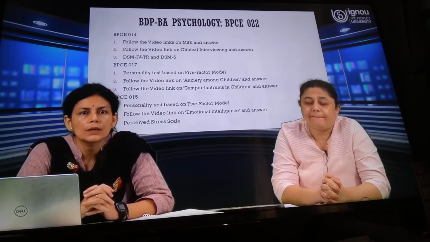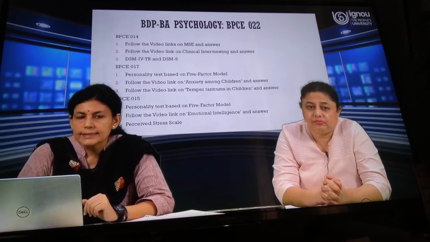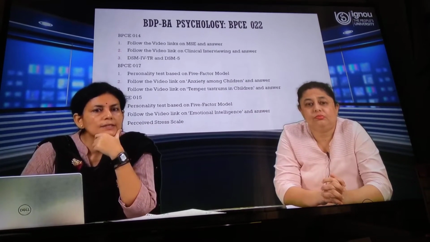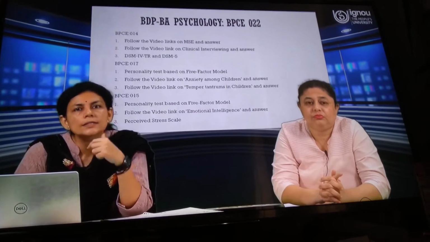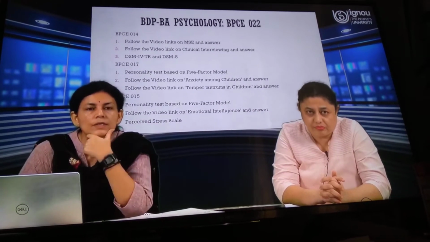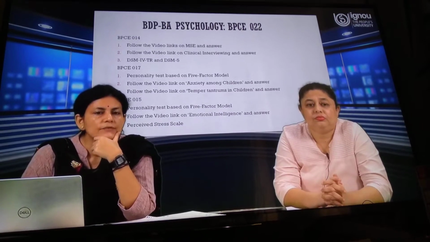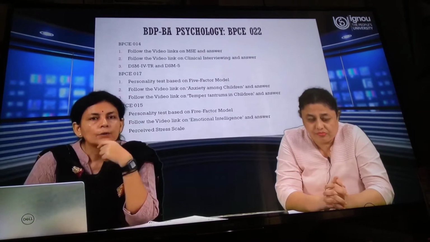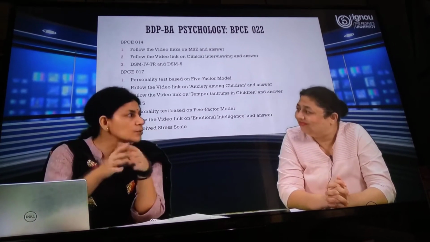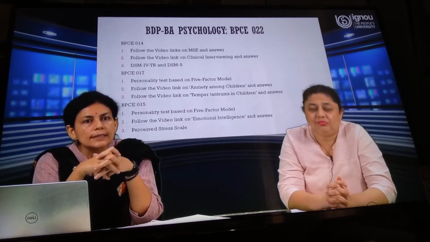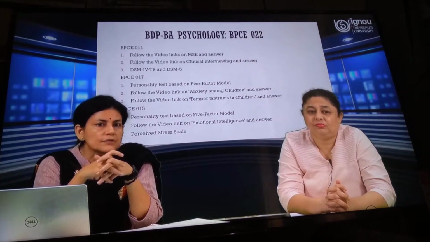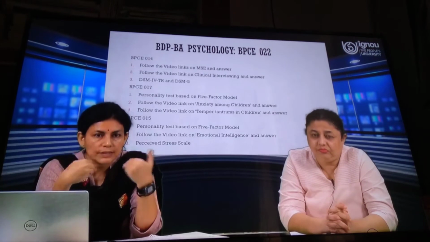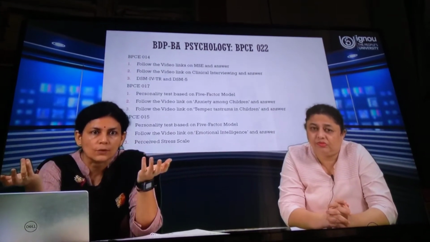Then when you come to BPC 15, that is industrial and organizational psychology, we have the same personality test based on the 5-factor model. You go onto the link, answer, and then write a report like what was suggested. Then there is a very interesting video link on emotional intelligence, because in your offline paper pencil test you had one test on emotional intelligence. That has been substituted with a video link, and you will have to answer. And then the last one is the perceived stress scale by Cohen, an online test that you can self-administer, go for the score and interpret accordingly.